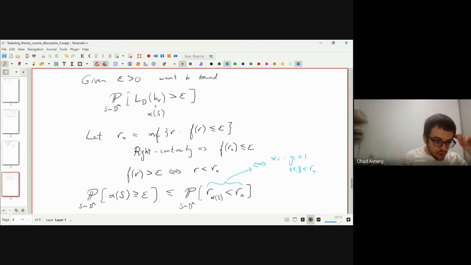So for each point x_i from the distribution, the probability of that to happen is exactly the probability that either y_i is 0 or that y_i is 1 and the x_i is small. The probability of this to happen is bounded by 1 minus f of R0.